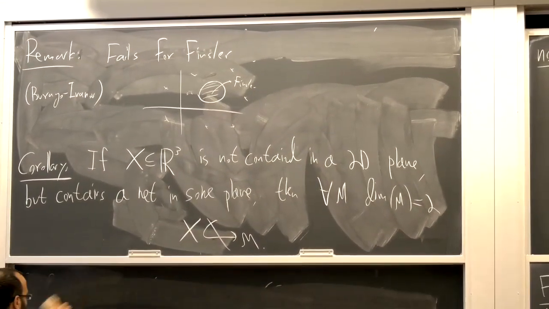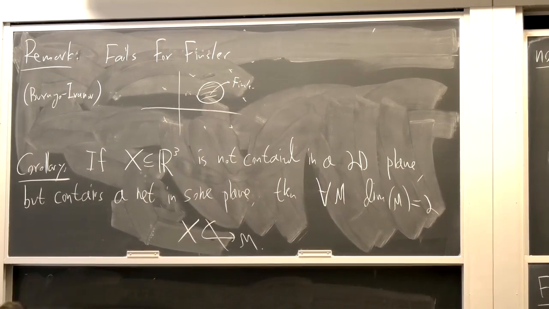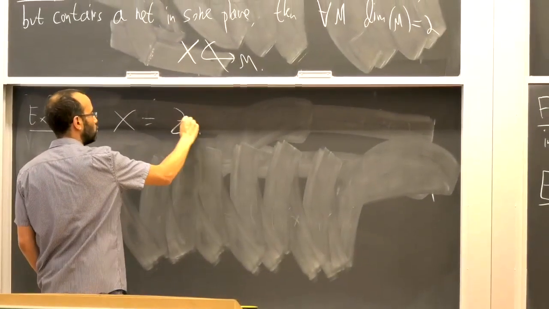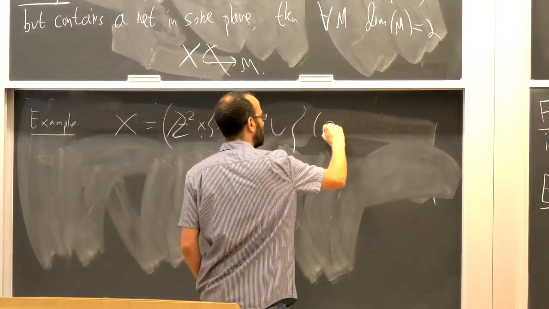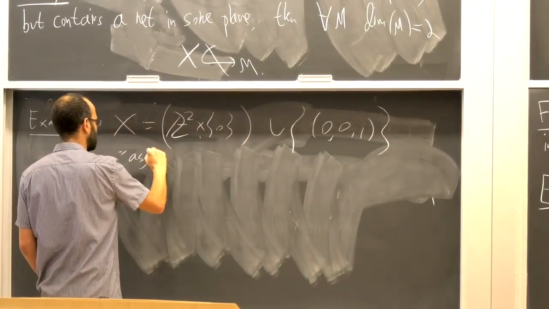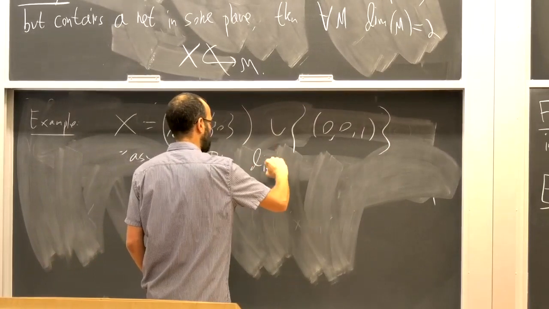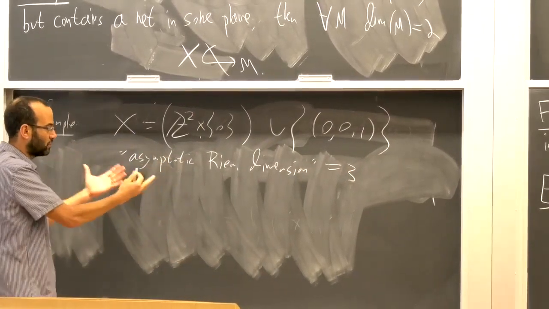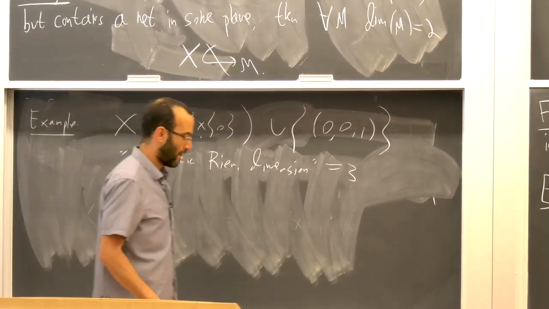So an example is that you just take some lattice in R2 and add 1 point in 3 dimensions. If X is Z2 times 0, and you add to it the point (0, 0, 1), then this has what we call asymptotic dimension 3, because it embeds in R3, right? It's a subset of R3, so it embeds in some three-dimensional manifold. But you add just 1 point to the Euclidean lattice, and it does not embed in any two-dimensional Riemannian manifold.